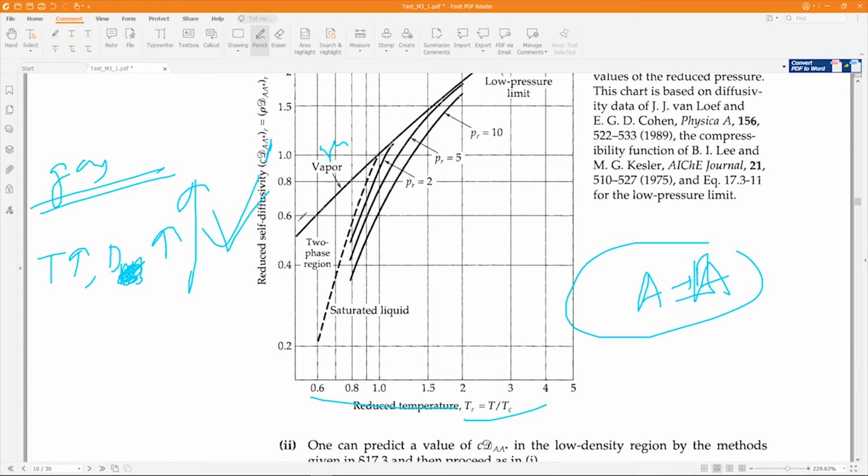Okay, this is self diffusivity. So diffusivity will increase according to this graph, for gas. Now let's consider pressure. What happens if you increase the pressure?